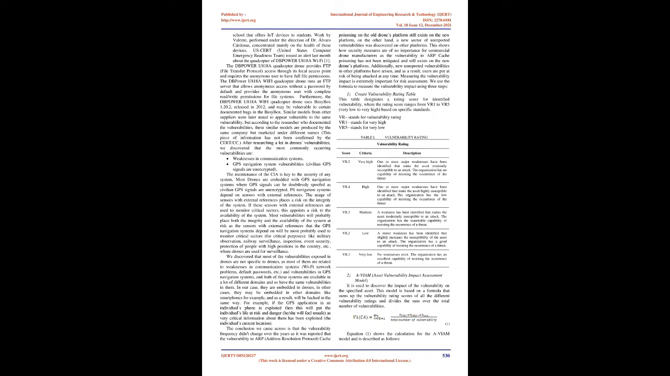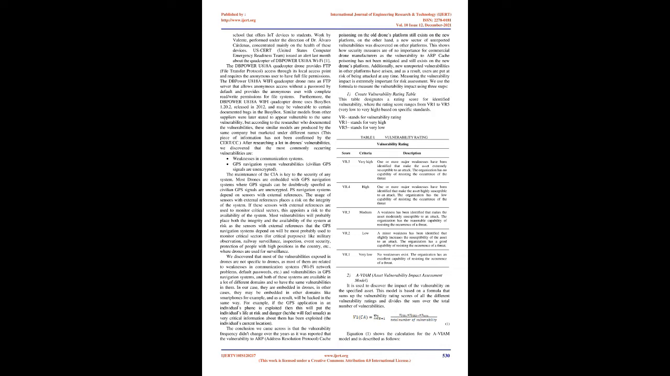After researching a lot in drone vulnerabilities, we discovered that the most commonly occurring vulnerabilities are weaknesses in communication systems and GPS navigation system vulnerabilities. Civilian GPS signals are unencrypted. The maintenance of the CIA is key to the security of any system. Most drones are embedded with GPS navigation systems where GPS signals can be doubtlessly spoofed, as civilian GPS signals are unencrypted. GPS navigation systems depend on sensors with external references. The usage of sensors with external references places a risk on the integrity of the system.